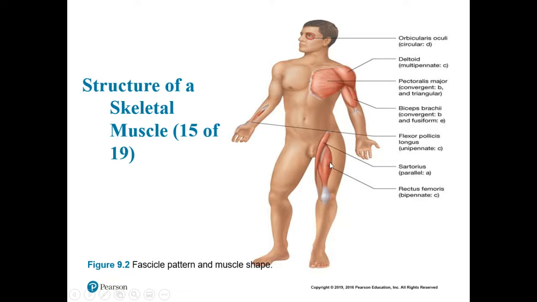So its contraction is going to pull in that direction, so that you can bring the lower part of the leg back to anatomical position. In order to flex the leg, you're going to have to use your hamstrings. So the rectus femoris works as an antagonist to the hamstring muscles, which are located on the back, right beneath your buttocks area.